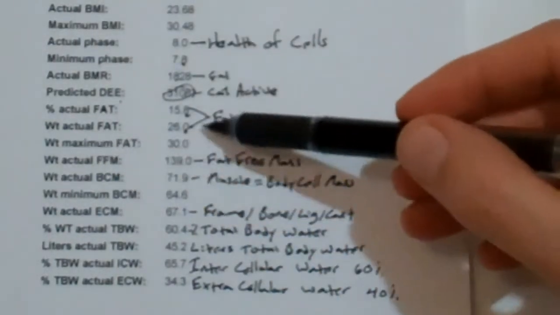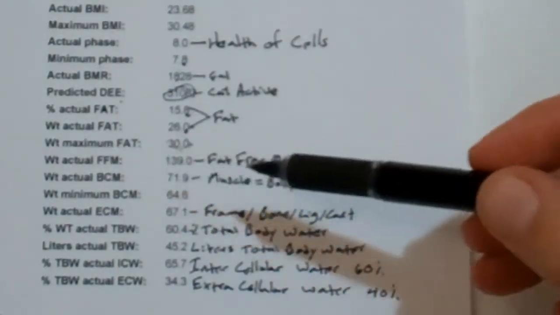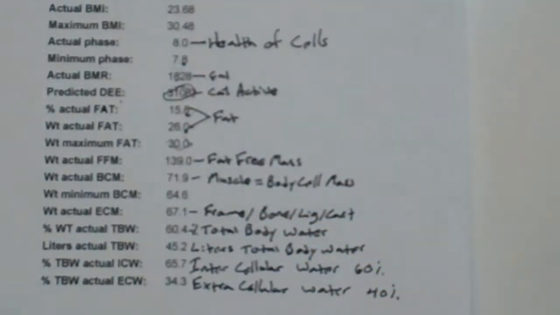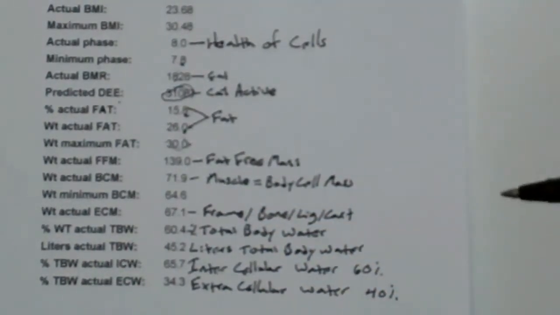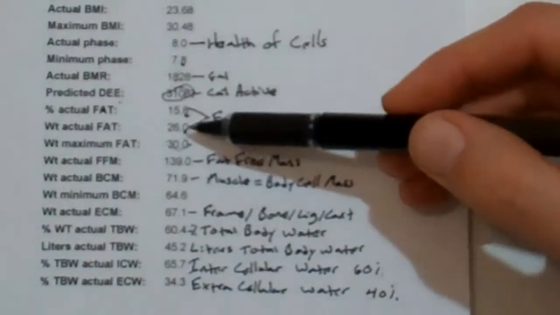Next number is weight maximum fat. That's just something I put on there just for you to see. We want you below that maximum number. That's a good target to shoot for. And you can see he was.